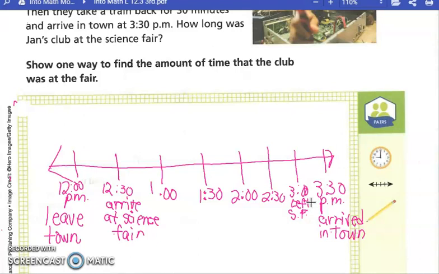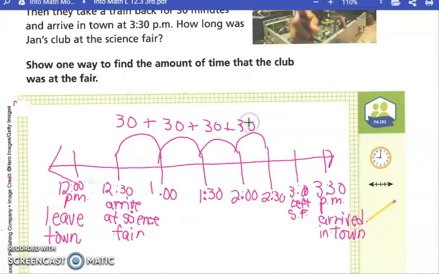So if we make our hops and we start at 12:30 because that's when they got there, we do one hop till 1 o'clock, that's 30 minutes. 1 to 1:30 is how many minutes? 30. And we're going to add these all together in the end. 1:30 to 2 is 30. 2 to 2:30 is what? 30. And 2:30 to 3 o'clock then. So how many 30s do we have? 1, 2, 3, 4, 5.